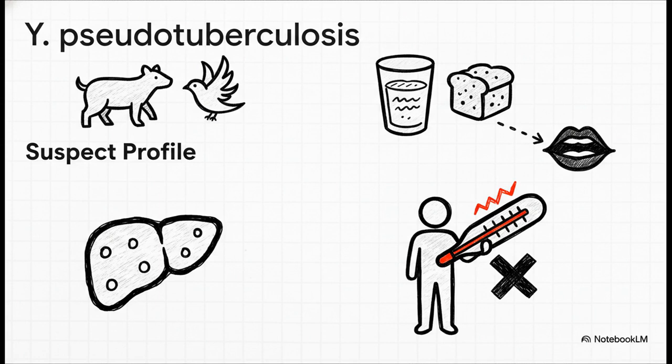As its name kind of suggests, it can cause a disease that looks a bit like tuberculosis, forming these little white spots on organs. It also gets to people through contaminated food or water, and it can cause anything from mild stomach issues to a severe typhoid-like sickness that can actually be fatal.